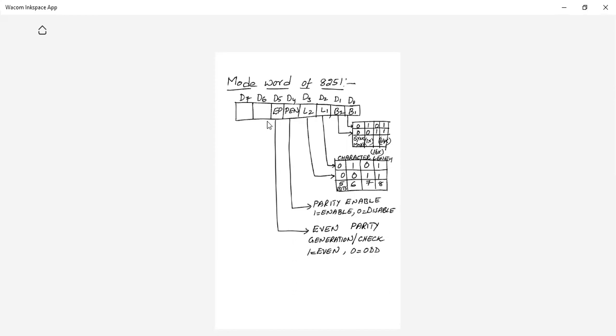The last one is S1, S2. S1 and S2 give the number of stop bits. This is an important one.